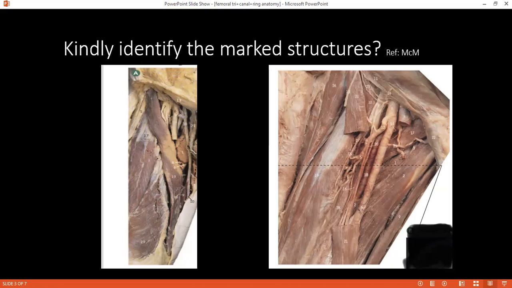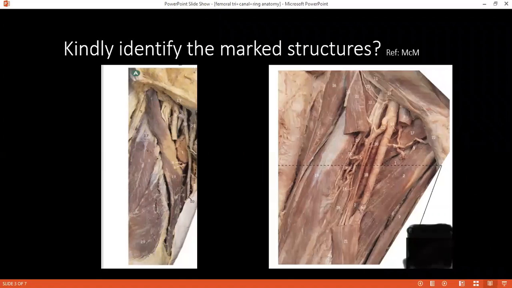The femoral triangle is bounded superiorly by the inguinal ligament. Medially, it is by the medial part of the adductor longus. Laterally by sartorius, and the floor from medial to lateral is formed by the pectineus and the adductor longus medially, and iliacus and psoas laterally. And the roof? The roof is formed by the fascia.